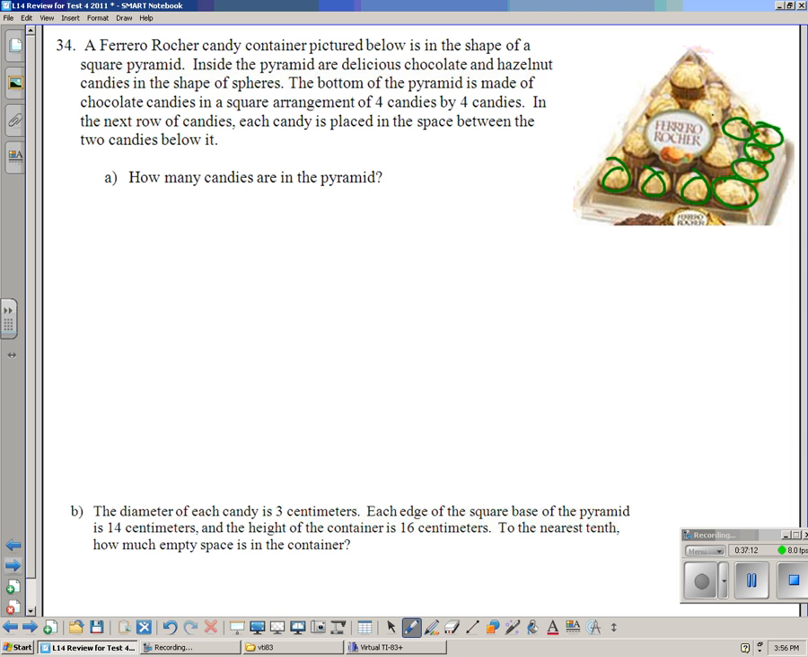So what happens on the bottom row is I get 4 times 4 candies, which is 16 candies. In the next row of candies, each candy is placed in the space between the 2 candies below it. So it says how many candies are in the pyramid. Well, the bottom row, we just said, since it's 4 by 4, is 4 times 4, which is 16 candies.